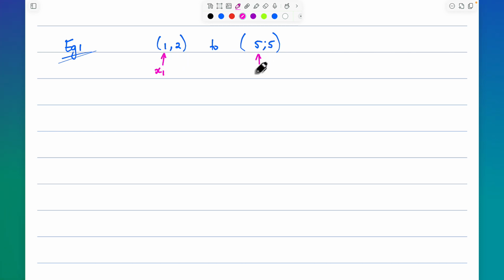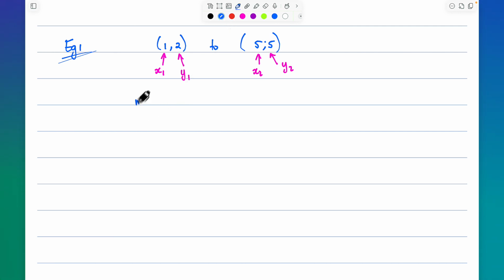This is the other x, right? Again, it doesn't really matter which one your x is because you're just adding. 5 plus 1 is the same as 1 plus 5. And then same thing here, we have our y's. And then once we identified those, all we just need to do is put them into the formula.